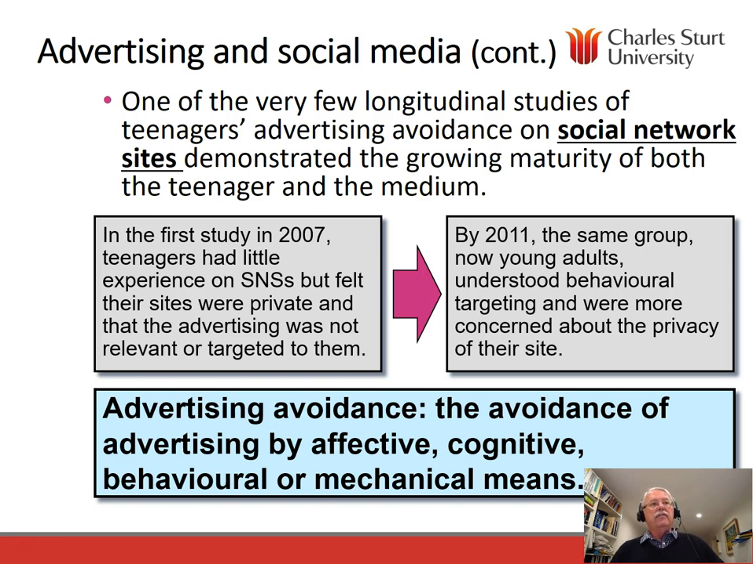Basically, we get to advertising avoidance, the avoidance of advertising by effective cognitive and behavioral or mechanical means. This is something which some of the social network sites have focused on more recently. But still, there's been a greater incidence of advertising, and therefore we've seen the revenues of Facebook grow dramatically over the last couple of years, because they've been putting much more advertising and much better targeting onto their social network site.